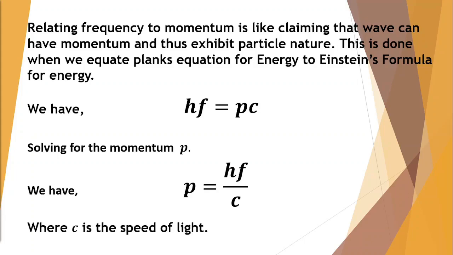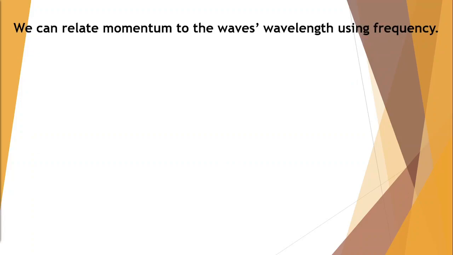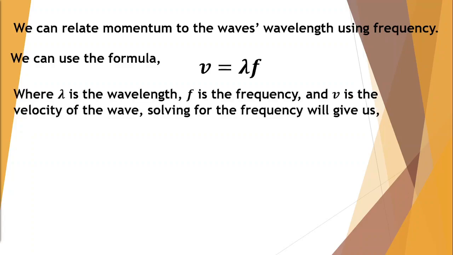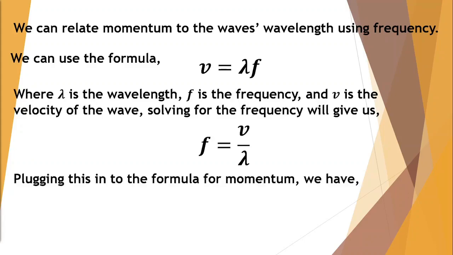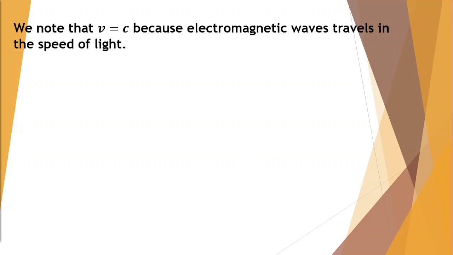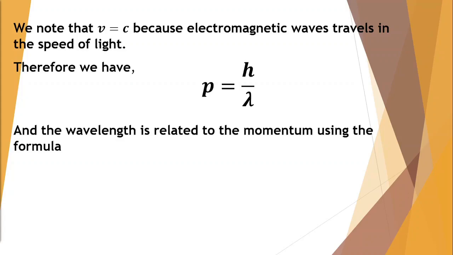We can relate momentum to the wave's wavelength using frequency. We can use the formula v = λf, where λ is the wavelength. Solving for the frequency will give us velocity divided by the wavelength. Plugging this into the formula for momentum, we have p = (h/c)(v/λ). We note that v is equal to c because electromagnetic waves travel at the speed of light. Therefore we have p = h/λ, and the wavelength is related to the momentum using the formula λ = h/p, or h/mv.